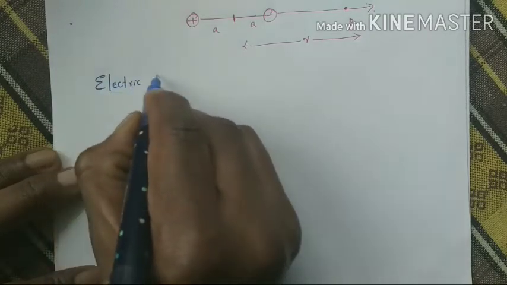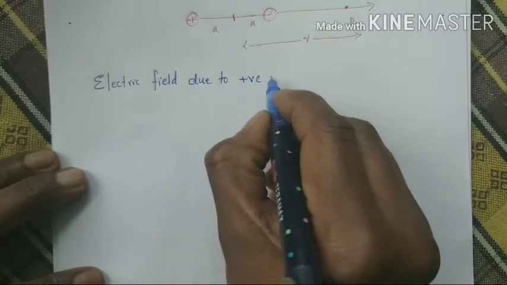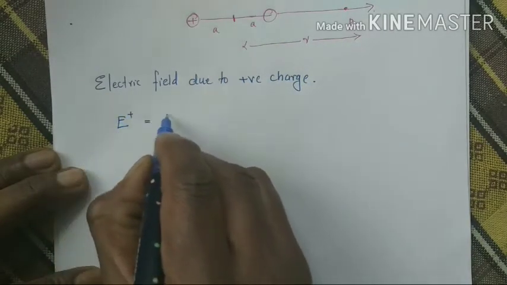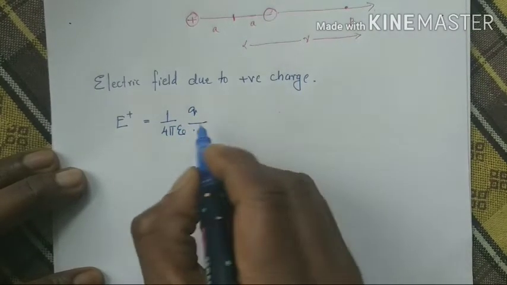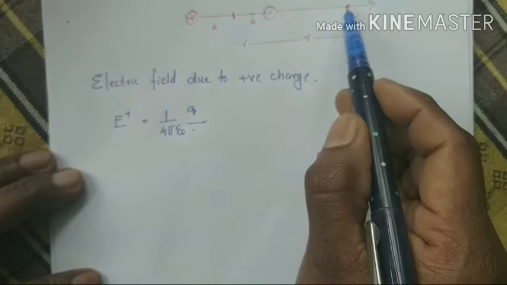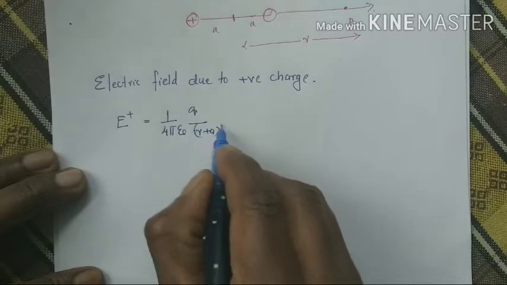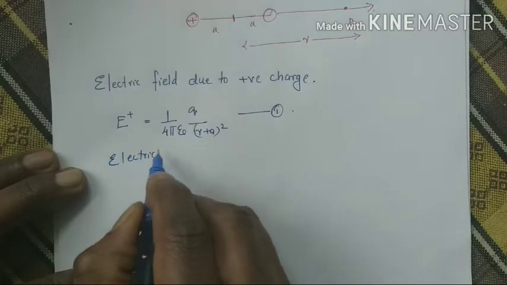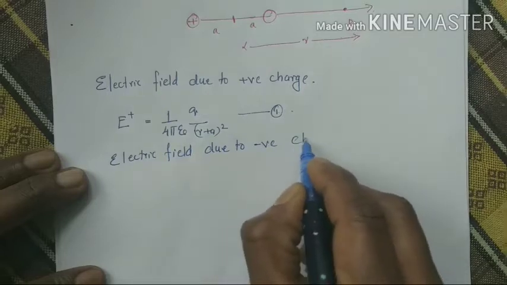So first of all, the electric field due to the positive charge we are finding separately. As you know, the electric field due to a positive charge is 1/(4πε₀) q/r². So E plus is equal to 1/(4πε₀) q divided by r², but from the geometry it is clear that r is the distance from the positive charge to the point P, so it is (r + a) the whole squared. Don't forget, let it be equation number 1. Now similarly, E minus, the electric field due to the negative charge, we also want to find.